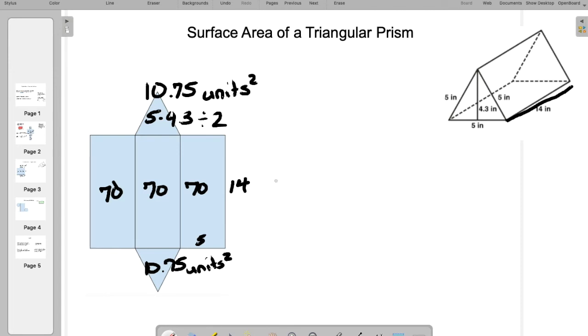So if I add all three of those up, I get 231 5/10 units squared.